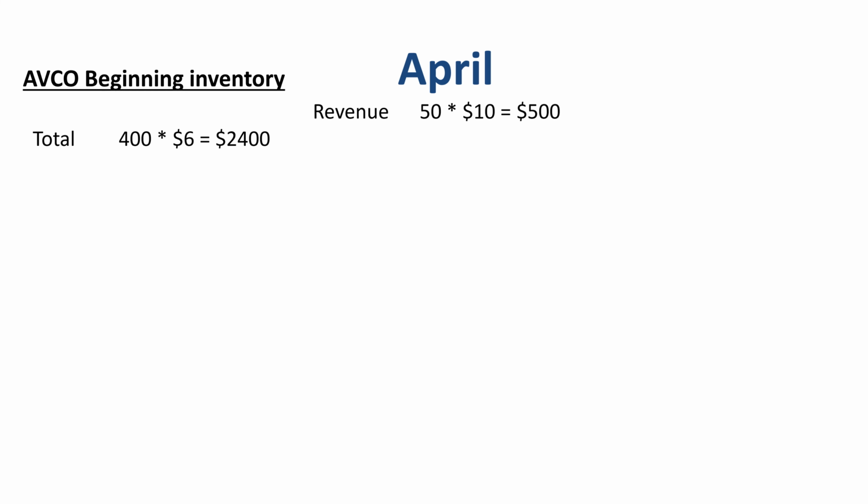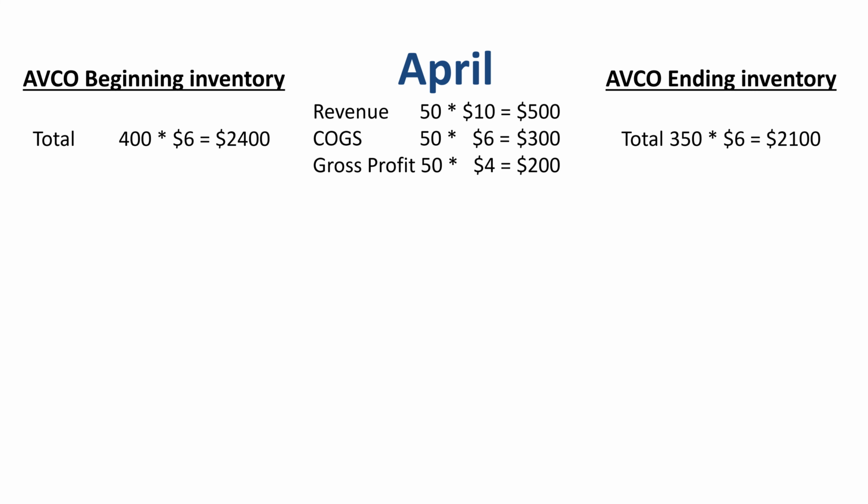We will do the income statement accounting vertically, in the middle, and the inventory accounting horizontally. Revenue is 50 times $10 is $500. Cost of goods sold, or COGS, is 50 units times $6 average cost per unit is $300. And gross profit is $200, 50 times $4 per unit. 350 units, beginning inventory minus units sold, remain in inventory at the end of April, at the average cost of $6 per unit, so $2,100 of inventory value.